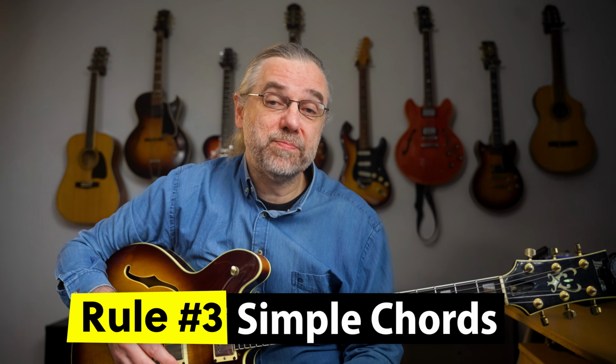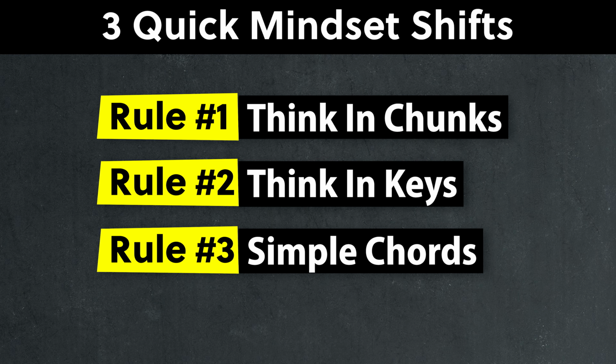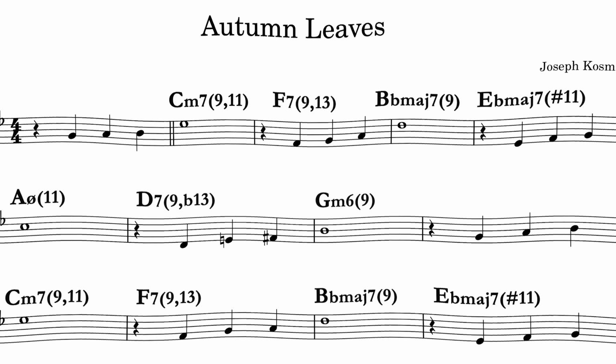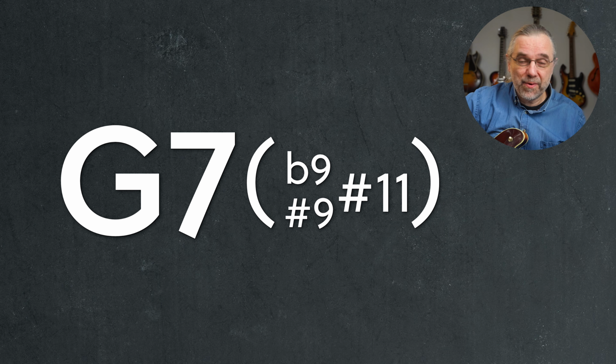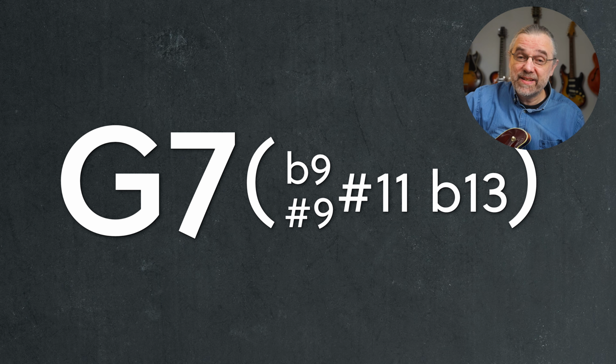Now the last thing that makes everything easier is the chords themselves. Rule number 3, simple chords. Now this is huge, especially when you're learning a song for the first time. A lot of real book charts look intimidating because the chords have extra stuff on them. It's 9s, 11s, 13s, altered dominants, all that. But really, to learn the song, you don't need the colors yet. You need the function.